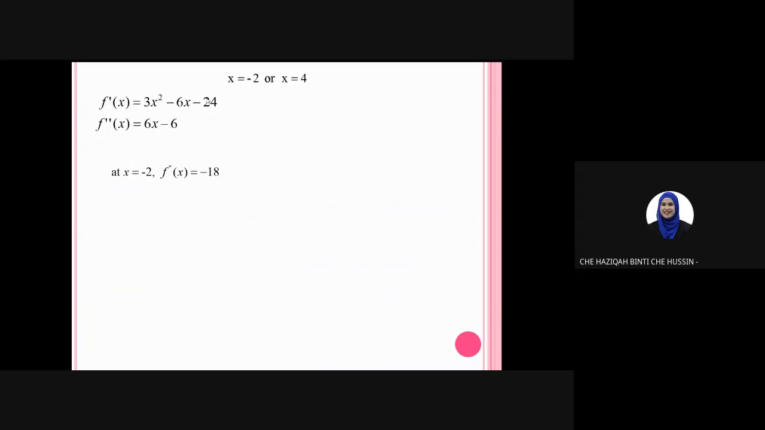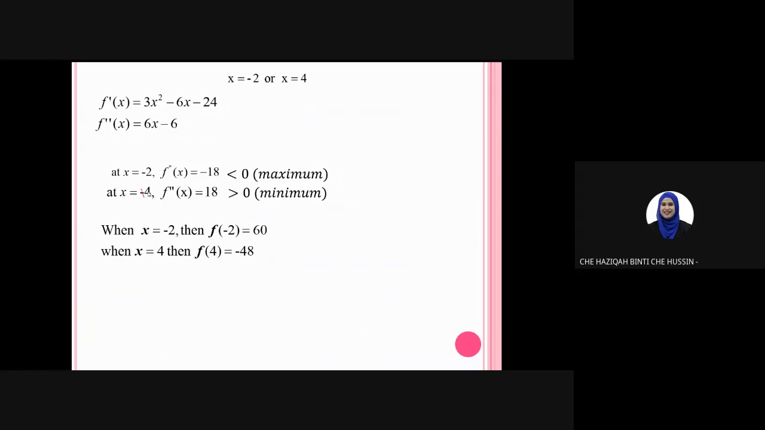Since x equals negative 2 and 4, we need to substitute into the second derivative. When x equals negative 2, the value is negative 18. Since negative 18 is less than 0, that means it has a relative maximum. When x equals 4, f double prime x equals 18. Since it is greater than 0, it is a minimum.